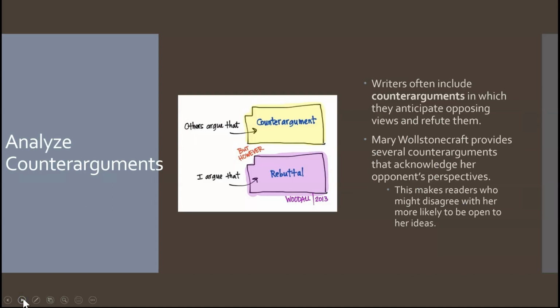Now, we talked a little bit about counterarguments, but in this text and the next, we're really going to look at analyzing counterarguments. Writers often include counterarguments in which they anticipate opposing views and refute them. A counterargument is where you literally anticipate what the opposing side will say, and before they ever say it, you refute it, which means you give a reason why they're wrong. What others argue is the counterargument. Your response to that is the rebuttal.